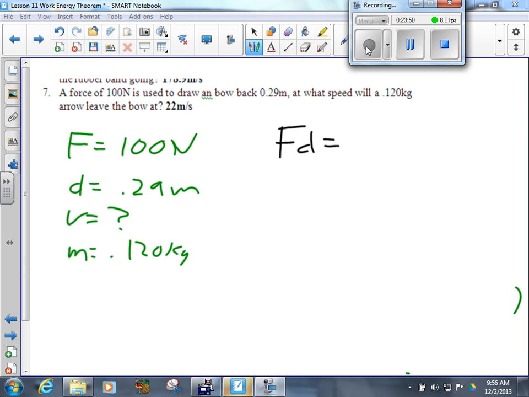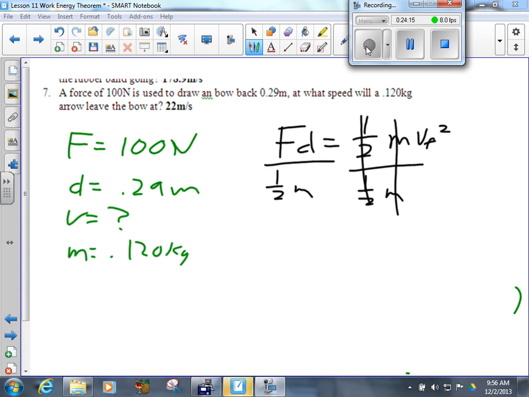All right, so I want to say then that the work I do is going to become the final kinetic energy of the arrow. Because I'm going to assume that while it is sitting in the bow drawn, it is not moving and thus has 0 energy. Is everyone okay with that so far? All right, so I'm solving for speed here. So I'm simply dividing both sides by 1/2 of m. Okay, and then square rooting that to get VF.